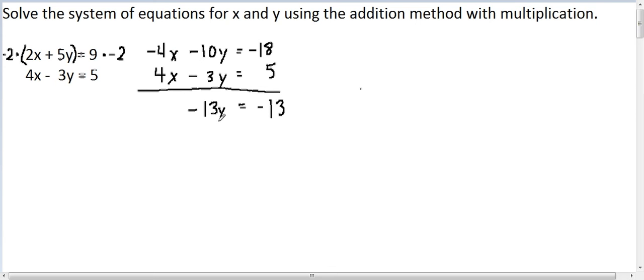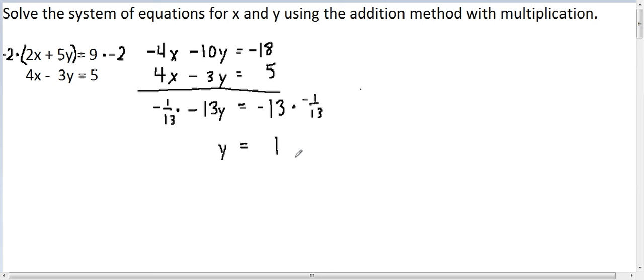To get y by itself, we want to multiply both sides of the equation by minus 1 over 13. Then minus 1 over 13 multiplied by minus 13 is equal to 1. So we end up with just y on the left-hand side of the equation. And once again, minus 13 multiplied by minus 1 over 13 is equal to 1. So we found that y is equal to 1.